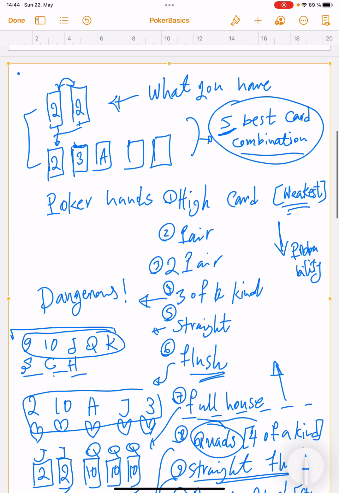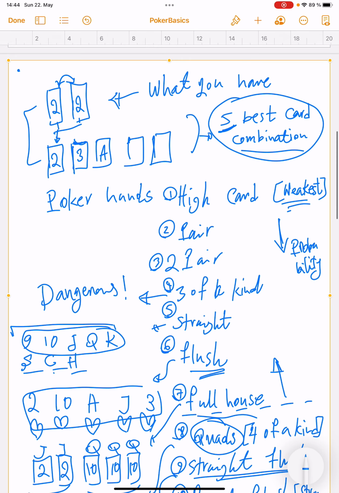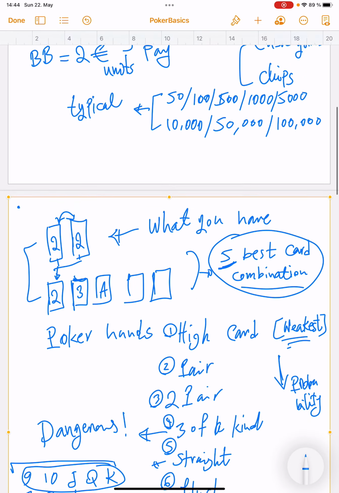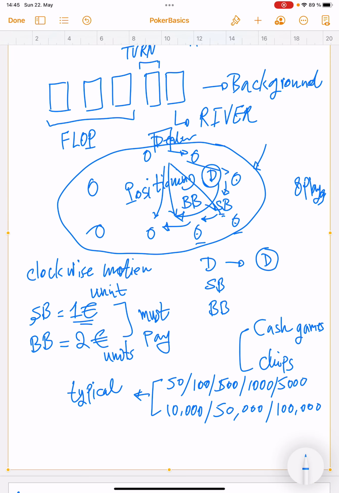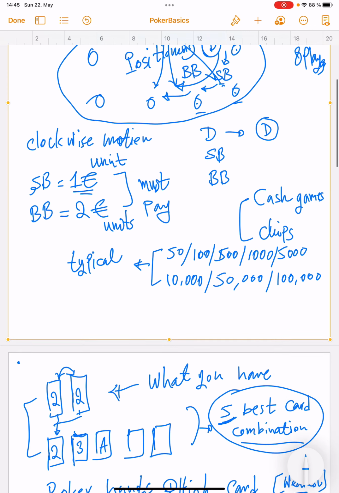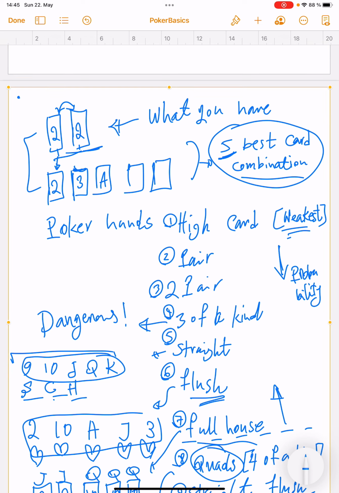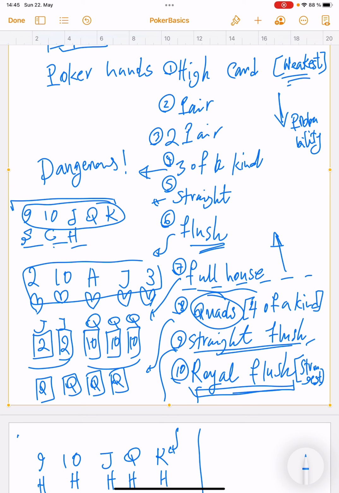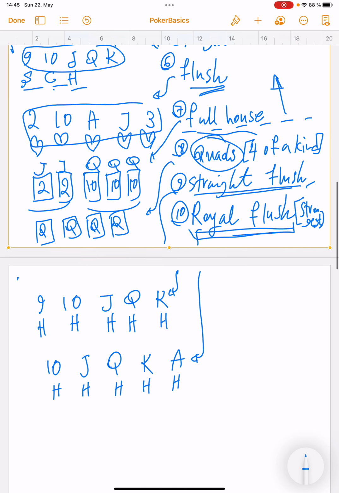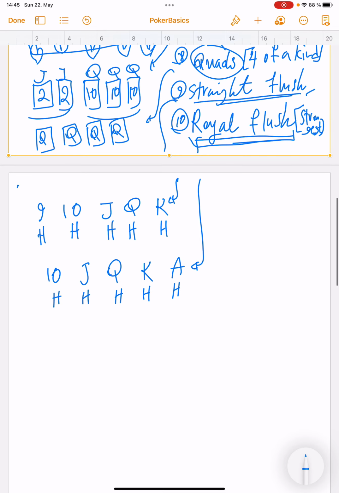Okay, so far we have talked about the rules. As a recap, you're sitting at a round table. In this example, we have 8 people. We have the dealer button, small blind, big blind, and the dealer will give each one of you 2 cards. And then 3 cards come all at once, which is called the flop. Then the next card is the turn, and then the next card is the river. And then you need to make the best 5 card combination based on the list that we have seen: high card, pair, 2 pair, 3 of a kind, straight, flush, full house, and the 3 less probable ones, which are quads, straight flush, and royal flush. Okay.